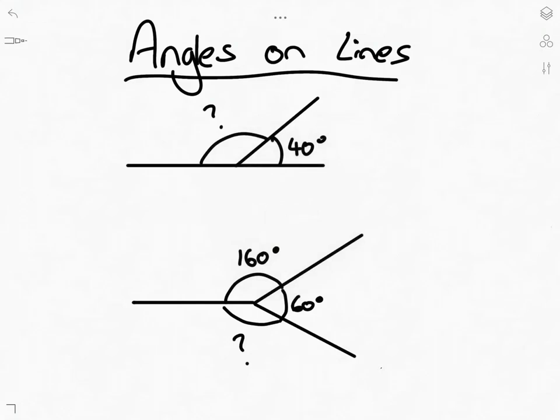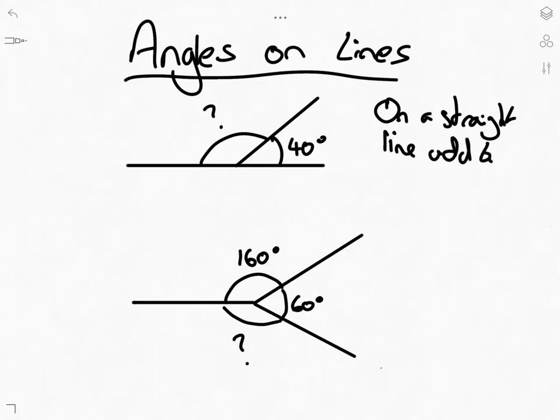Angles and lines, really simple. We should all know this really. Angles on a straight line. What do they add up to? If you didn't know, it's 180, but you should all know that. So if we were looking for this question, we've got 40 here. We're missing this angle. They have to add up to 180. So we do 180 take away 40 is 140. There you go, easy. Next one, around a point.